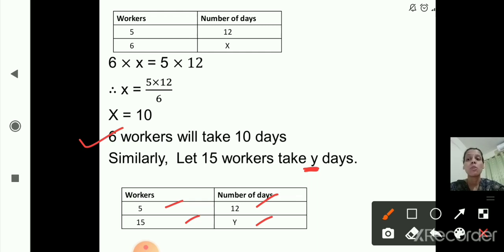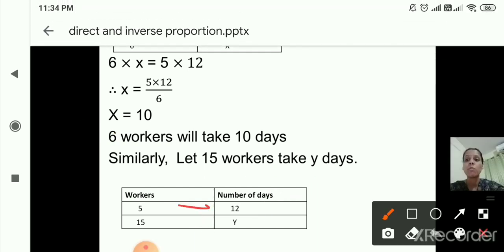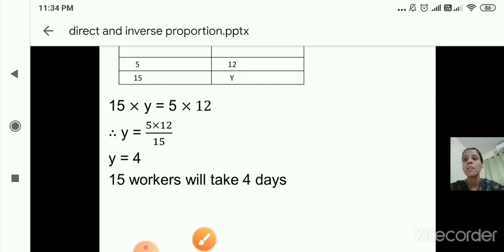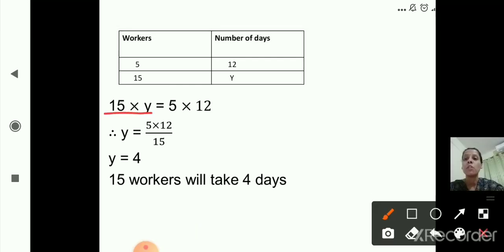Okay. So again you will make the same table like the first one, workers and number of days. So for 5 workers they are taking 12 days. So for 15 workers they are taking Y days. Okay. Now after doing this, what is the next step? Just now we did 5 into 12 is equal to 15 into Y. So we will see the next part, that is, 15 into Y is equal to 5 into 12. This 15 will go down. So Y is equal to 5 multiplied by 12 upon 15.